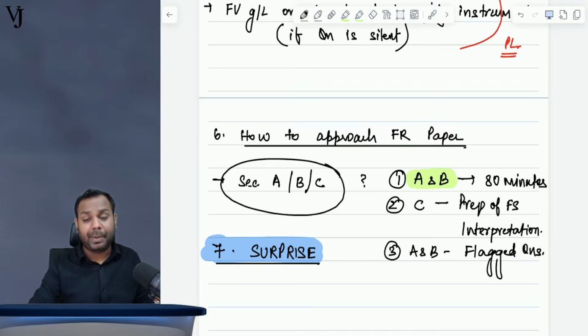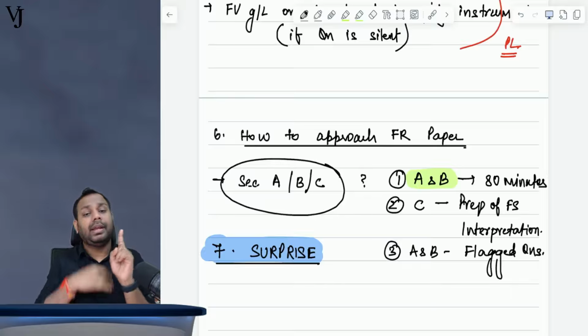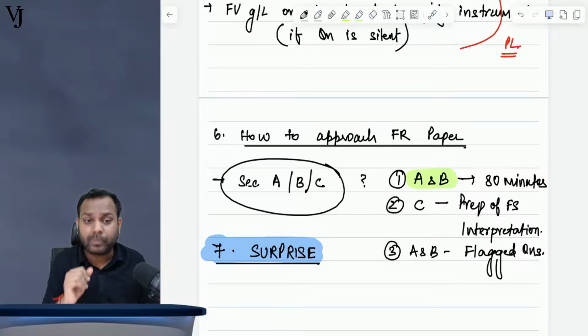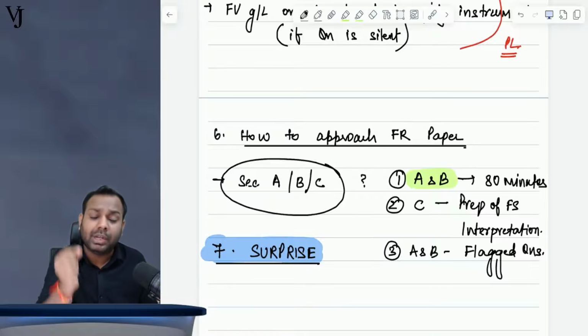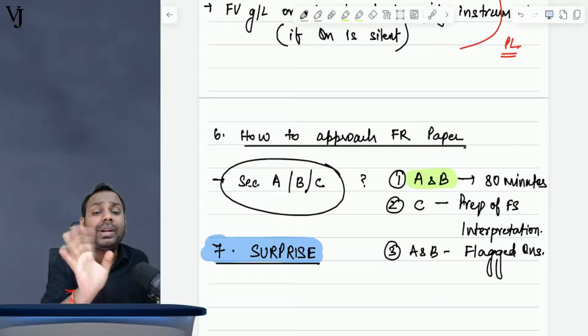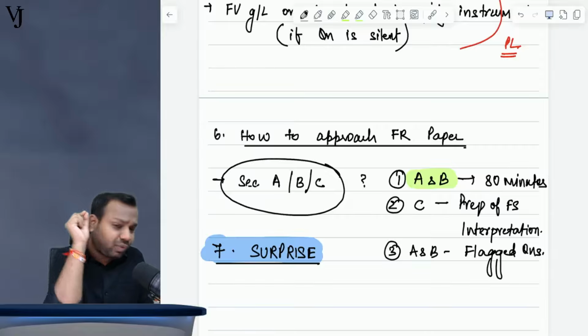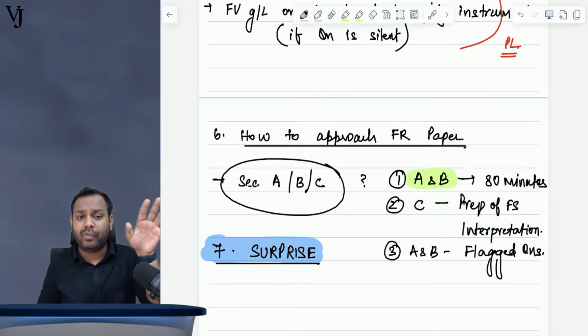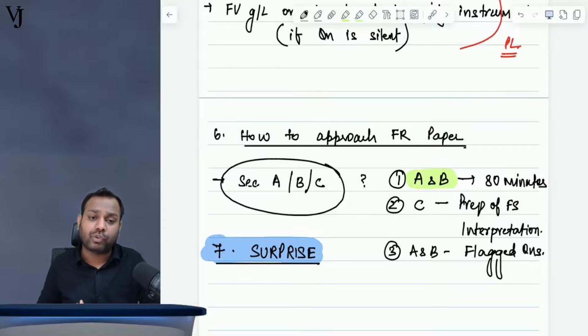So again I will repeat the process which you have to follow. First of all, attempt section A and B. While attempting section A and B, if you come across any question that you don't know or you think is complex, just flag that question and don't spend much of your time on it. Whatever you know easily, just solve it and move ahead. Then solve section C and then come to the A and B flagged questions.